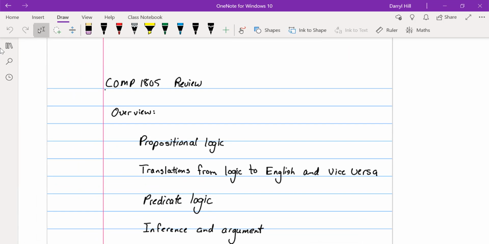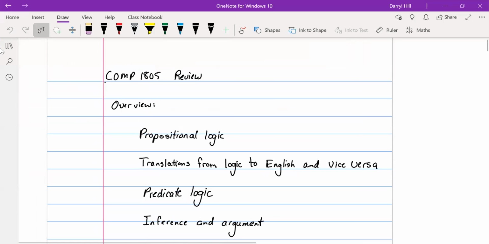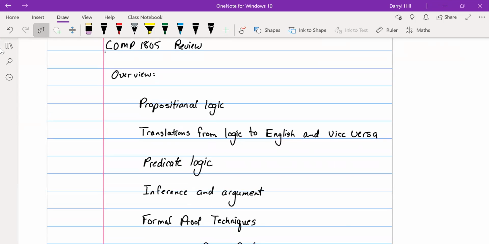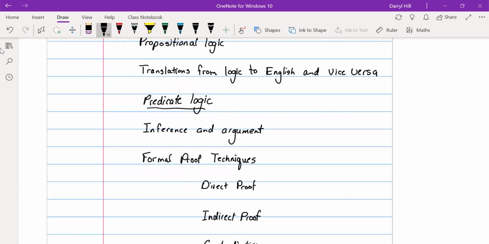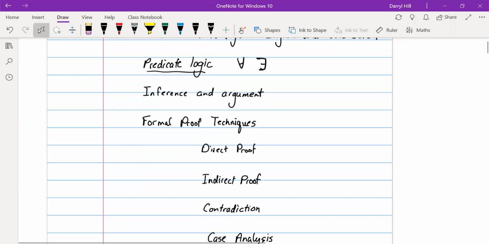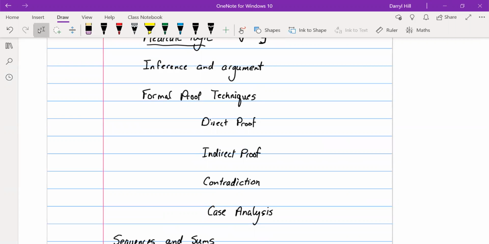But yeah. Okay, so first we'll go over all the topics, and then we'll go into a little bit more detail in each of them. So we started with propositional logic. So that's, not P or Q, that sort of thing. Translations from logic to English and vice versa. And then we did predicate logic. So that's for all and there exists. Inference and argument. So we learned how to make an argument by using inferences, so we take things we know to be true and then we apply operations and come to other conclusions.